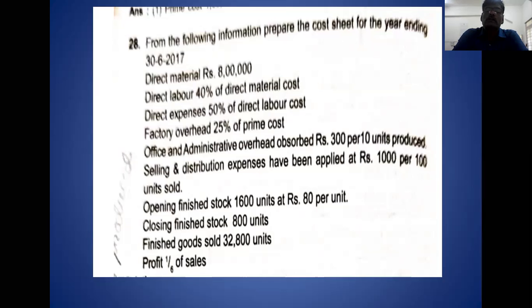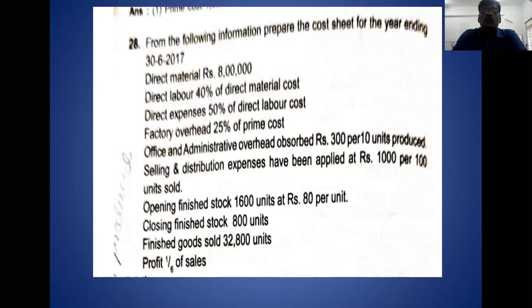Then closing finished stock is 800 units. You have to deduct it, or adjust in the cost of production, but the amount is not given in the problem. Therefore, you calculate the amount based on closing stock units and cost of production per unit. Okay, I'll explain it while solving the problem.